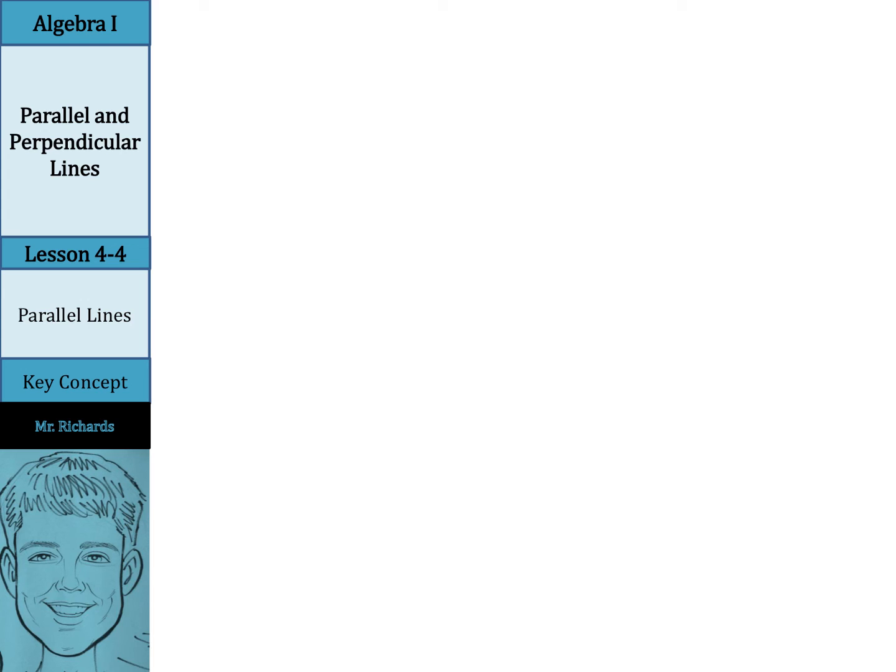Our first key concept is parallel lines. If I start off with a line going in this direction, and I continue with another line going off in this direction, these lines are considered parallel because they have the same slope. They'll never touch. So parallel lines have the same slope.